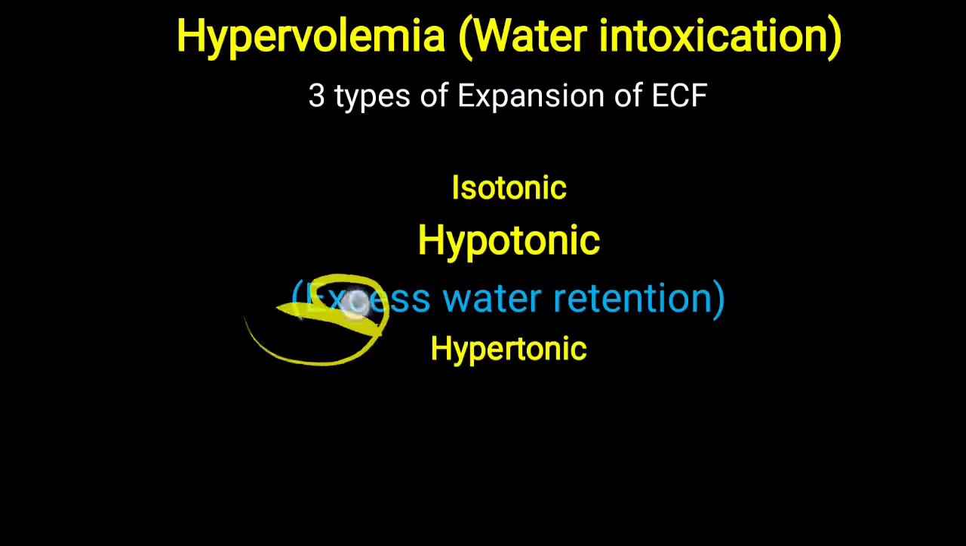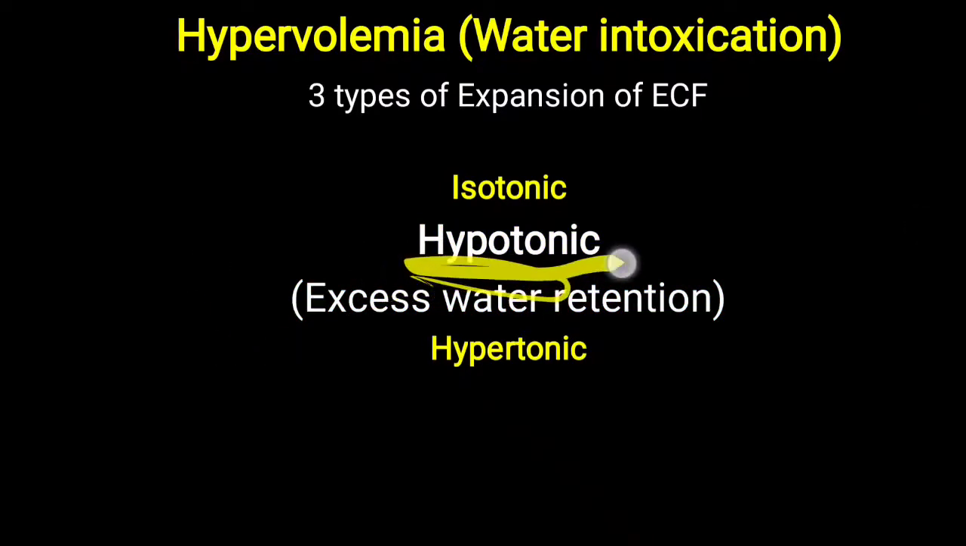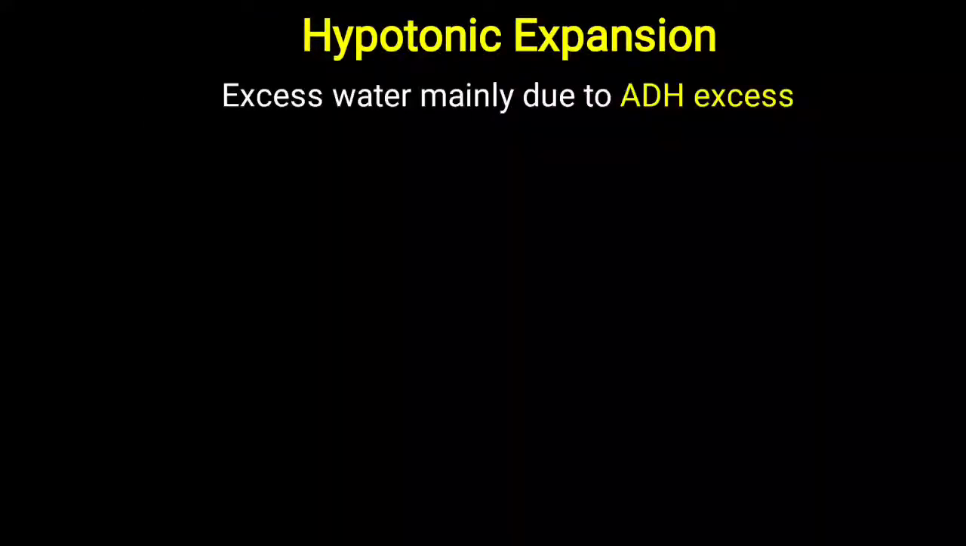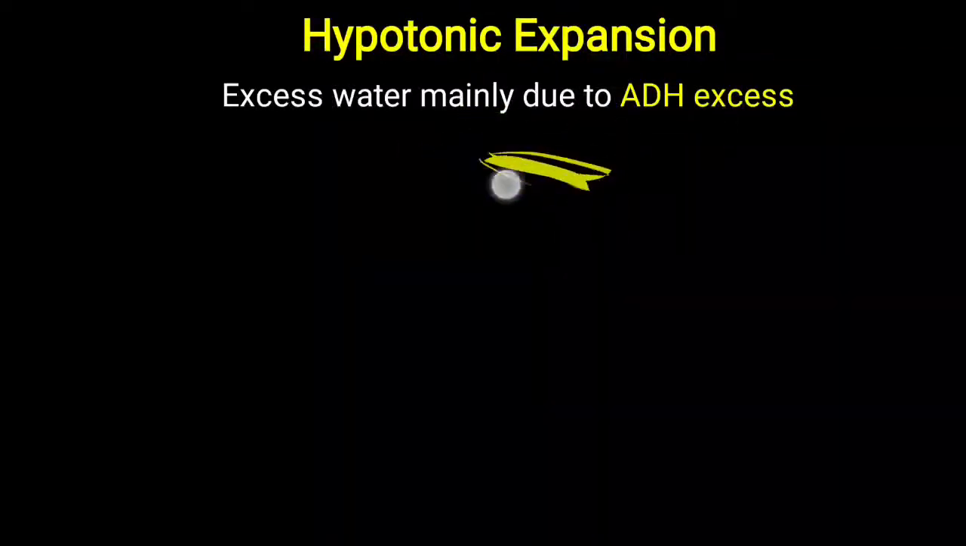It is decreasing because of particularly excess water retention in the plasma. So which are the conditions which can lead to the hypotonic expansion of the extracellular fluid, as well as which biochemical changes are occurring, that we will discuss in this video. So first, excess water is retained inside the body. Why is it retained? Due to excessive secretion of the antidiuretic hormone.